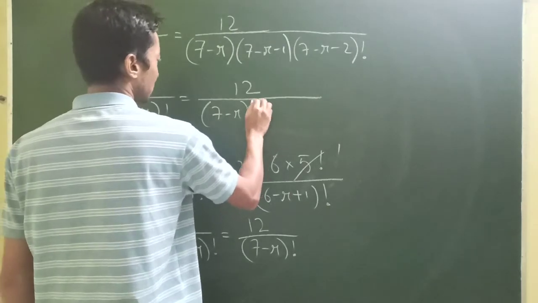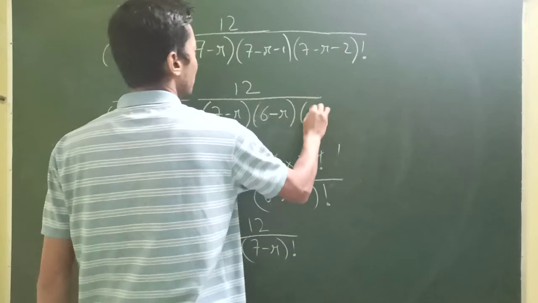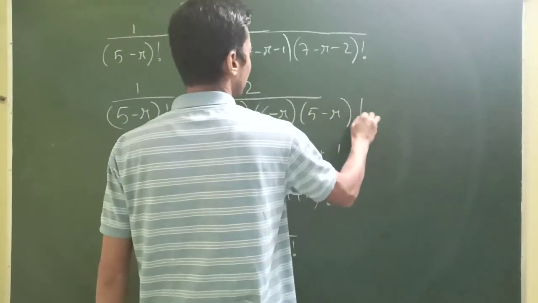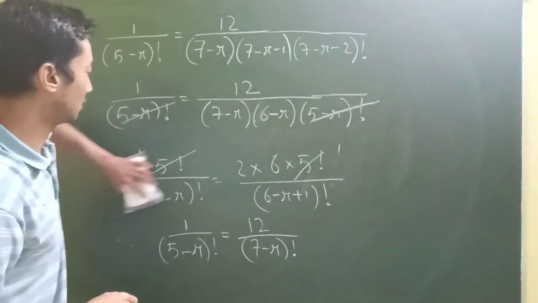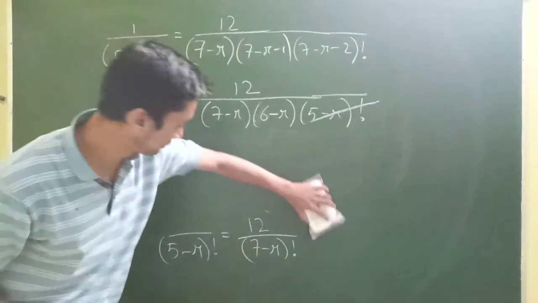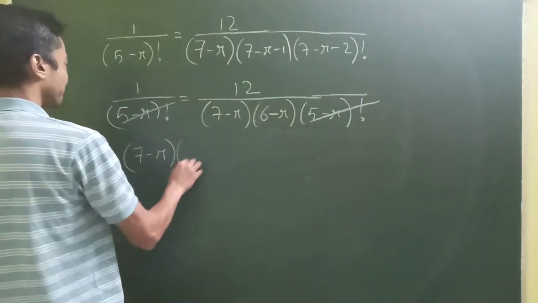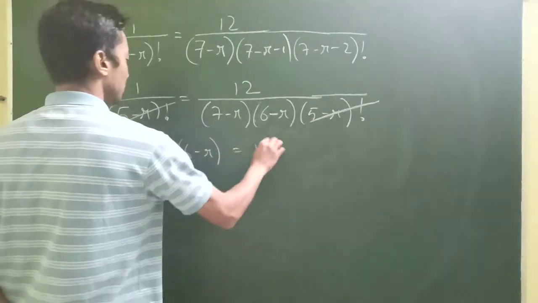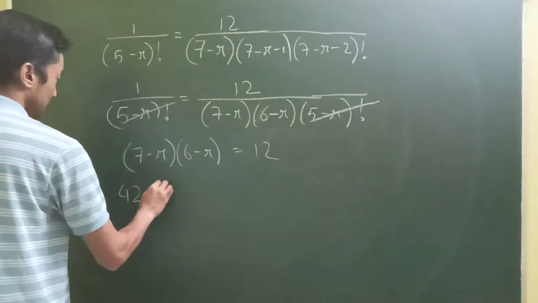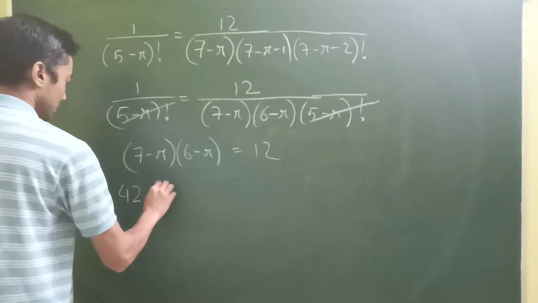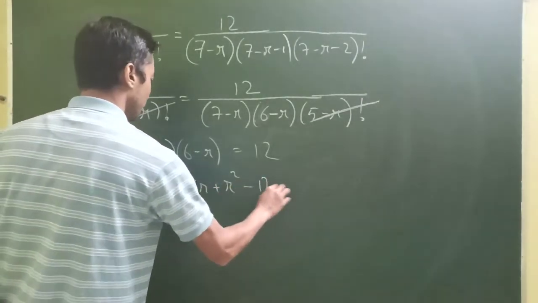Next will be 6 minus R, next will be 5 minus R factorial. So 5 minus R, 5 minus R gone. So now, factorization. That's (7 minus R)(6 minus R) is equal to 12. 7 sixes are 42 minus 7R minus 6R plus R square minus 12 equal to 0.